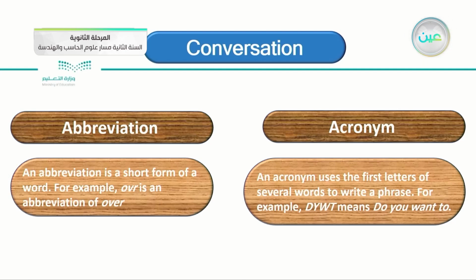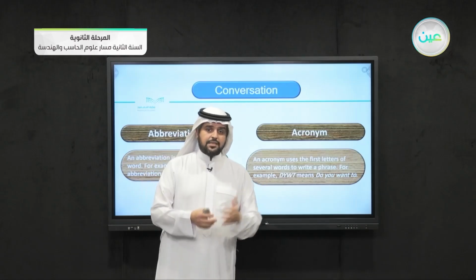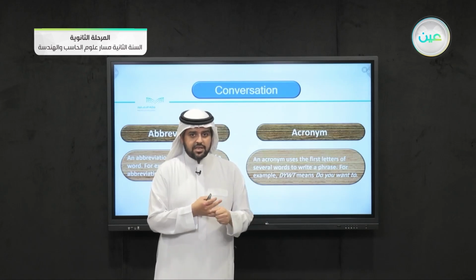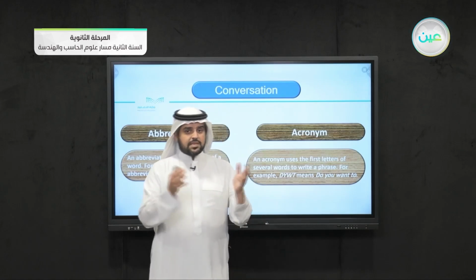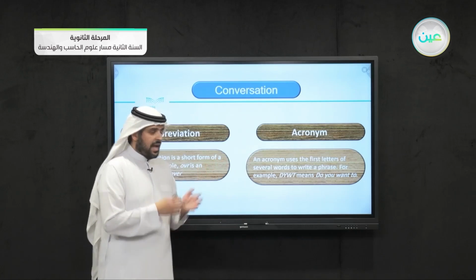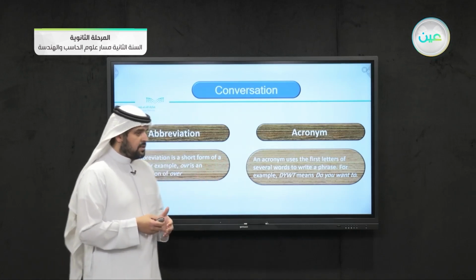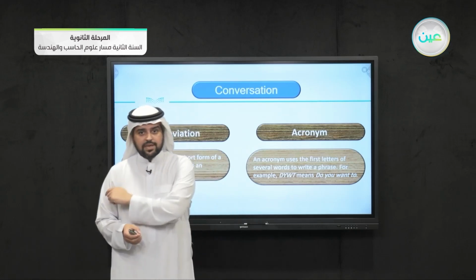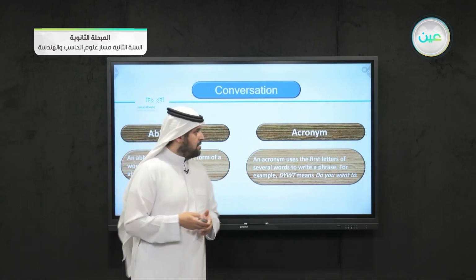On the other hand, an acronym uses the first letters of several words. Yes, taking the first letter of each word to write a phrase. For example, DYWT means do you want to. Can you give me another example of an acronym, a famous acronym? As I said before, BRB, TYT. Yes, that's correct, ASAP. What does ASAP mean? Yes, it means as soon as possible. When someone says to you, come ASAP, it means as soon as possible.